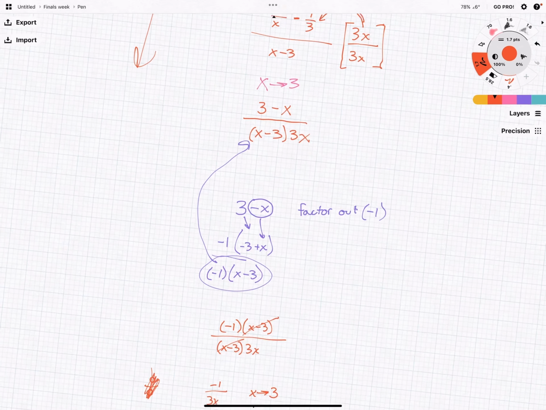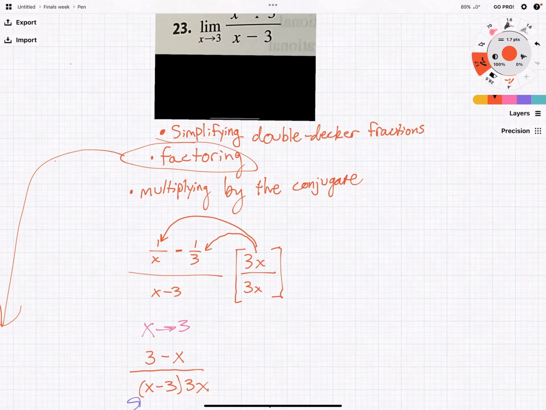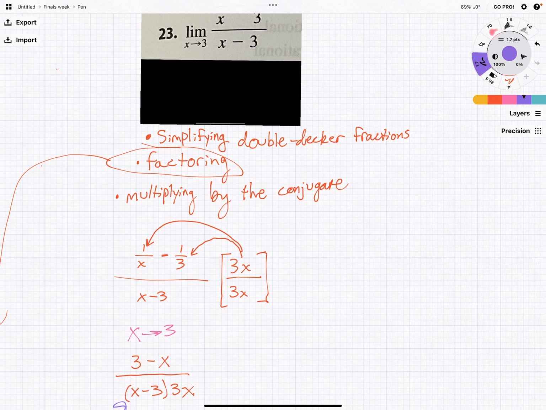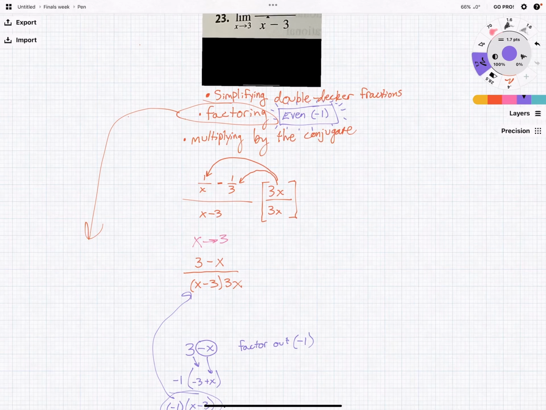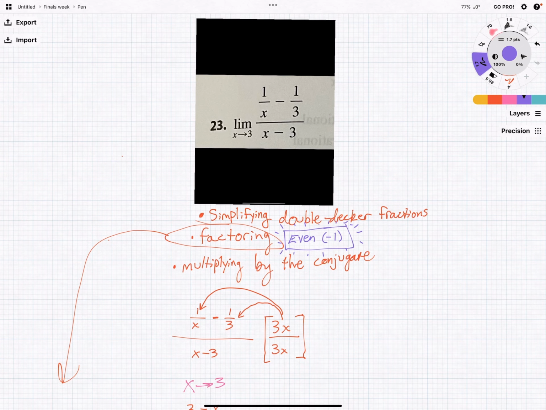So I hope that helped. And I'll write here, even negative 1 in factoring, because that's something that we can sometimes forget about. You can factor out a negative number, and that can help switch around your fraction or your number, whatever it is that you need to have some sort of cancellation.